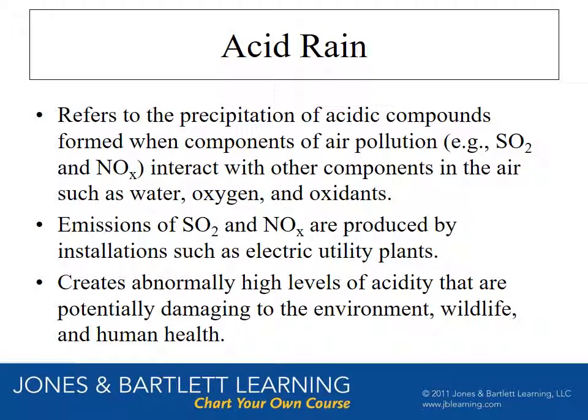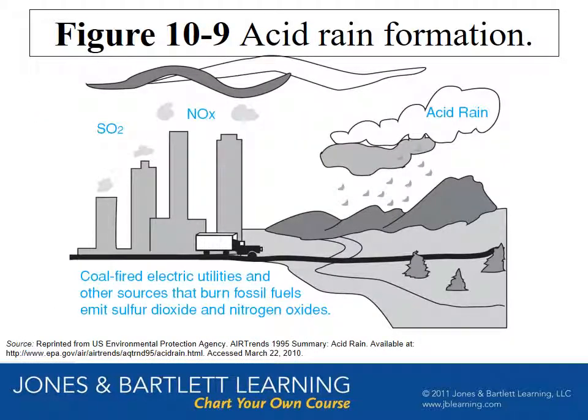Acid rain is precipitation in which pollutants in the air become dissolved into the rain and change the pH of the rain. Sulfur dioxide and nitrogen oxides that are produced by utility plants like electric generation plants can create large quantities of these and then produce acid rain, and this can damage the environment as well as buildings and infrastructure. Here's an example of how the pollutants are emitted, and it can produce acid rain even far away from the places where the pollutants are emitted.